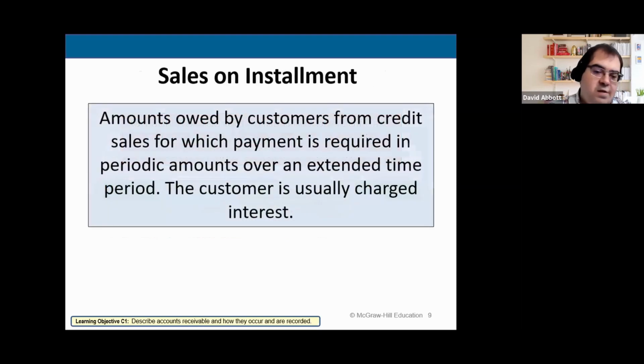Okay, sales on installment. Many companies allow their credit customers to make periodic payments over several months. For example, Harley-Davidson reports more than $2 billion in installment receivables. The seller reports such assets as installment accounts or finance receivables, which are amounts owed by customers from credit sales for which payment is required in periodic amounts. Most installment receivables require interest payments and can be either current or non-current assets depending upon the amount of time for repayment.